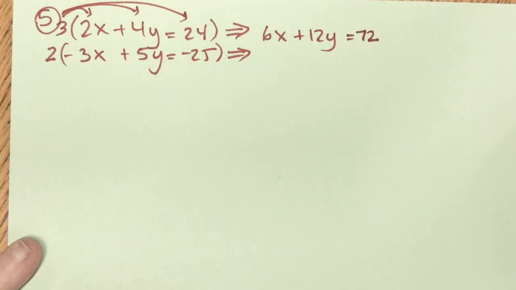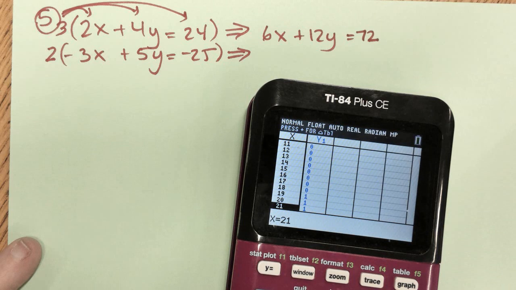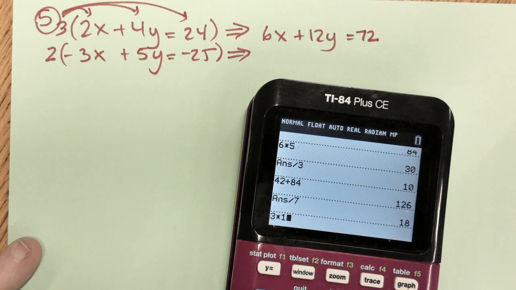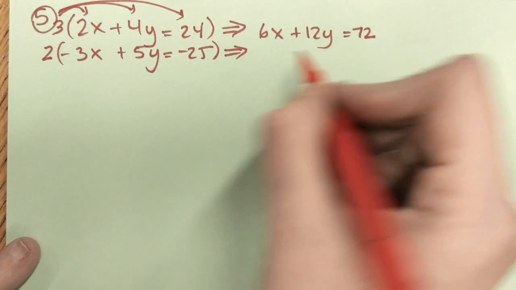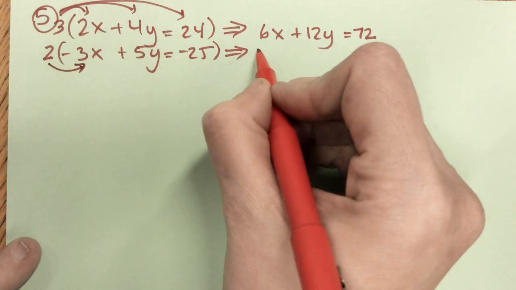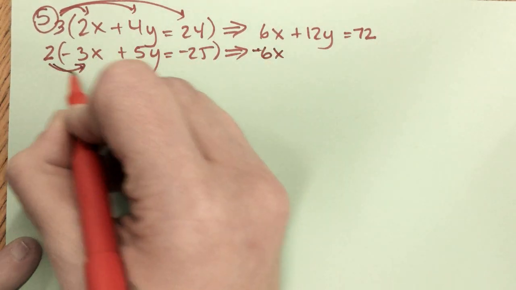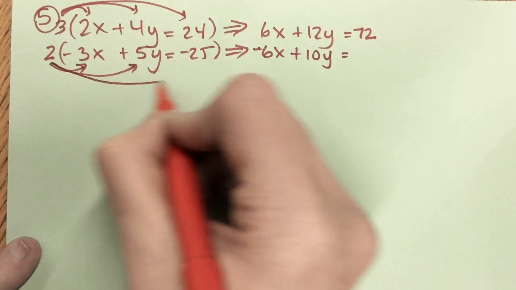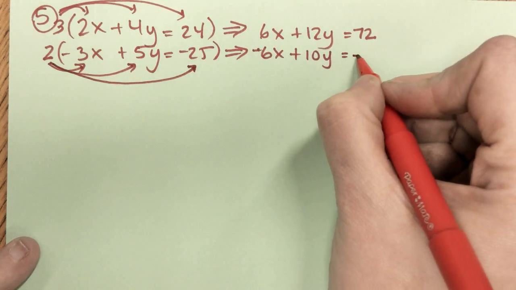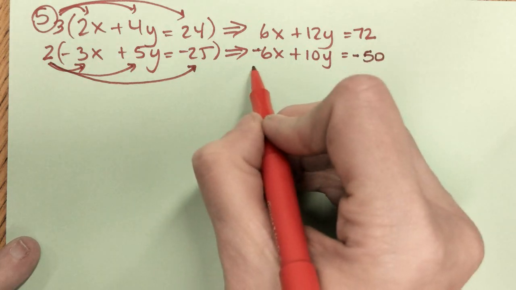Let me check my calculator. I like to be right. 3 times 12 is, wait, what? 3 times 24 is, there we go, 72. All right? So now I'm going to do this one. 2 times negative 3 is negative 6x. 2 times 5 is positive 10y. 2 times negative 25 is negative 50.